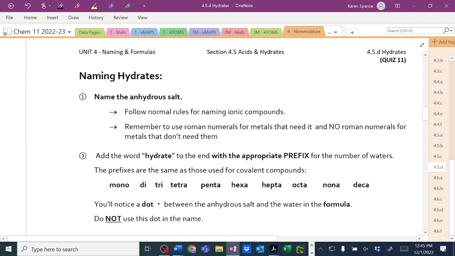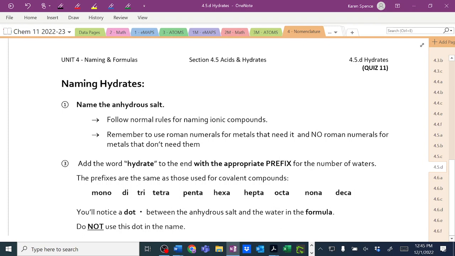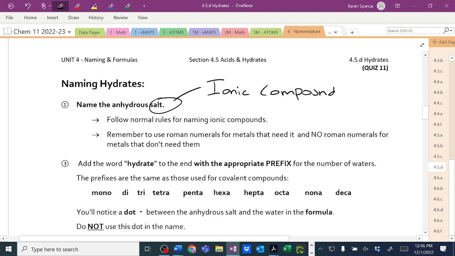Now, here's the part you need to know for this unit. The other part you'll need to know for our next unit, which is the mole, okay? Yeah, math, we're back to math next unit. Woohoo! Naming hydrates, we are going to name the anhydrous salt. You already know how to do this bit. This is just naming ionic compounds, right? So you've been doing that already. So there's nothing new. If you can name ionic compounds, you can name a hydrate.